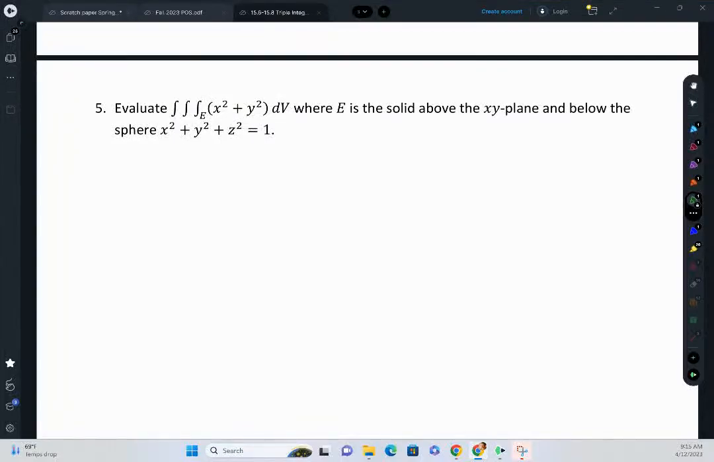Hello. Here we are as promised, working through some examples from 15.8 where we are using spherical coordinates in order to take care of some integration. So in this particular problem, we are asked to evaluate a triple integral of x squared plus y squared dV, where E is the solid above the xy plane and below the sphere x squared plus y squared plus z squared is equal to 1.